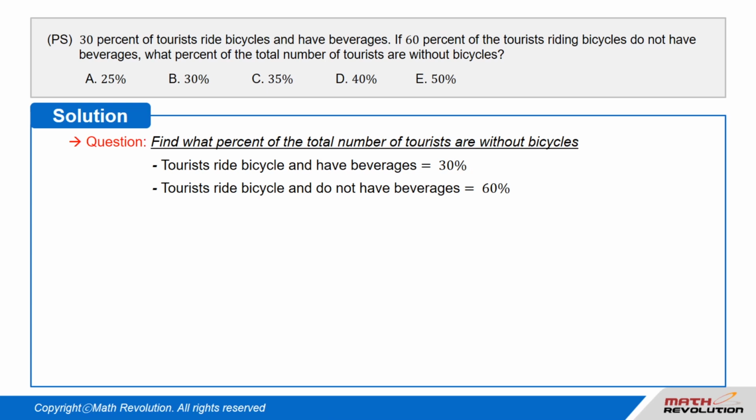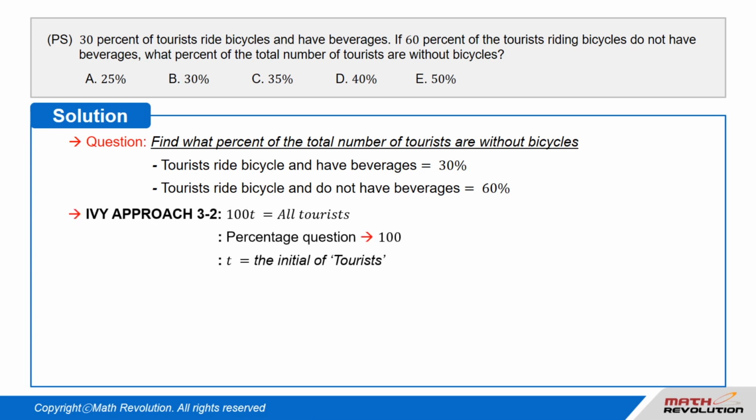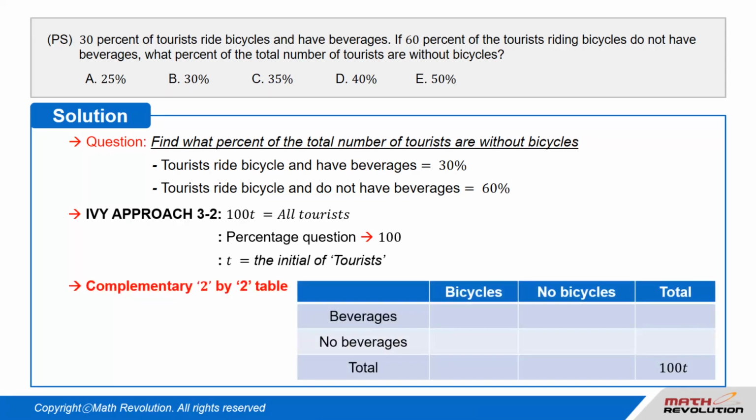We have to find what percent of the total number of tourists are without bicycles if 30% of tourists ride bicycles and have beverages, and 60% of the tourists riding bicycles do not have beverages. Now we use the IV approach as we are dealing with percentages here, so we will take the total number of tourists to be 100 times T, and T stands for the initial of tourists. This is also a typical complementary 2x2 question, so we create a table as shown below.